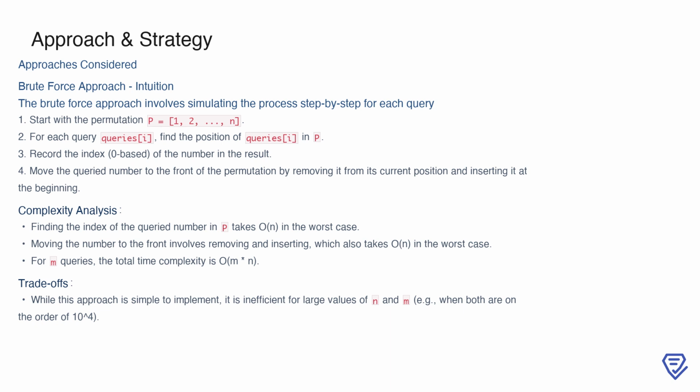Specifically, finding the index of the queried number takes O(n) in the worst case, and moving the number to the front also requires O(n) operations.